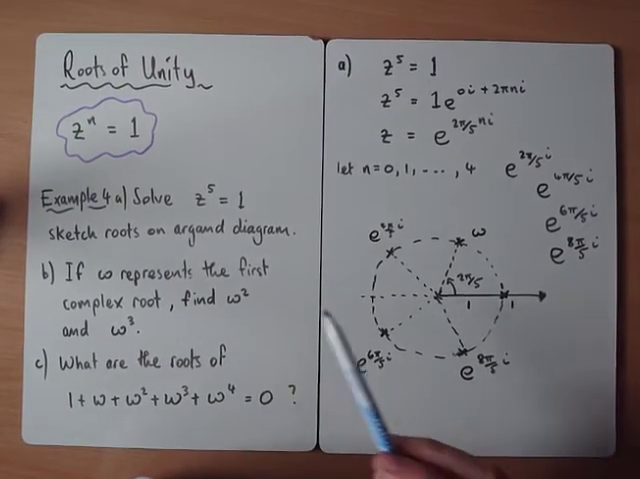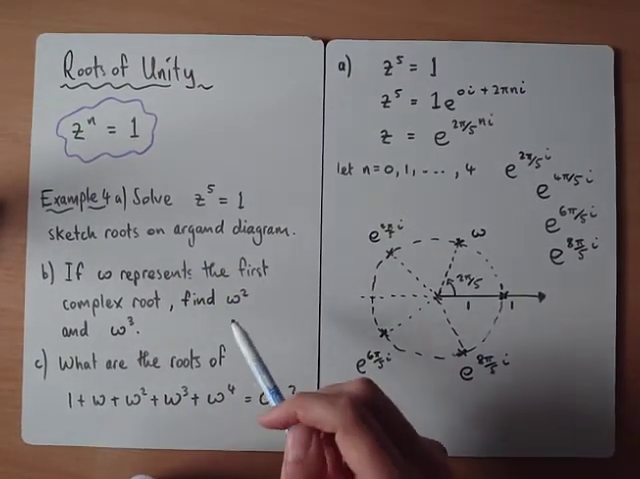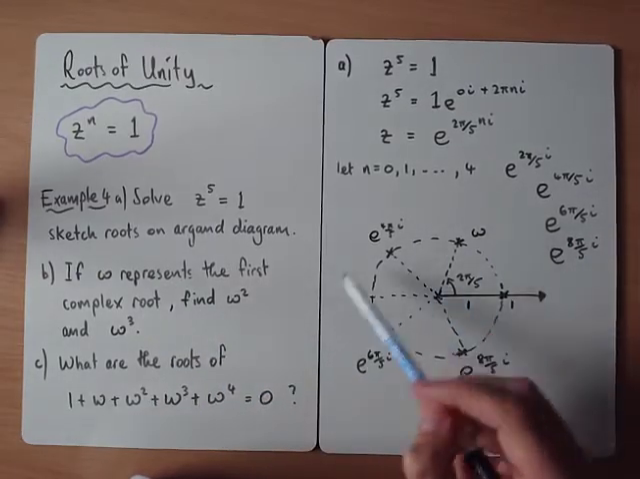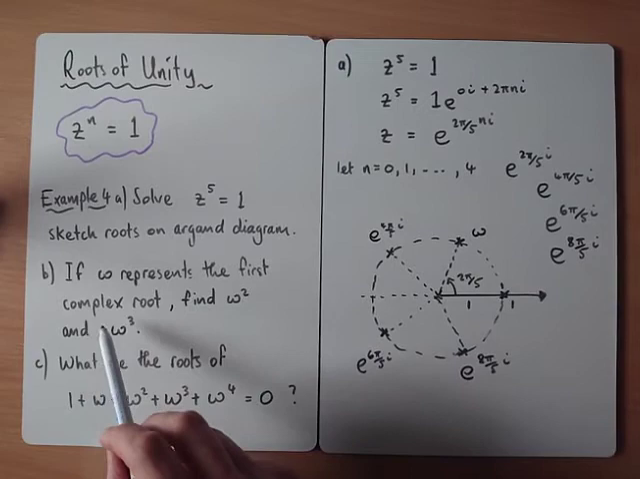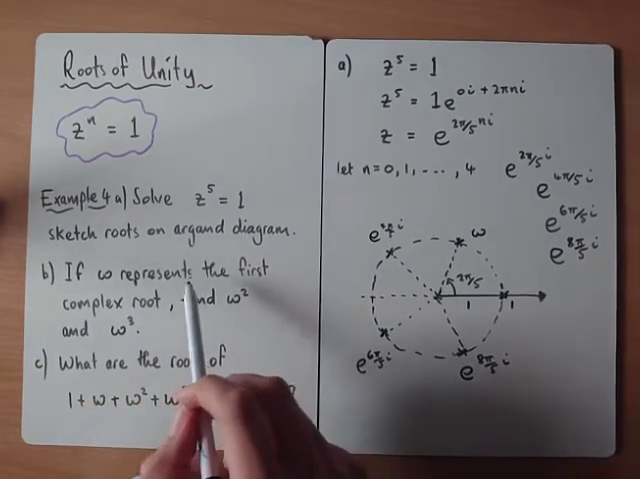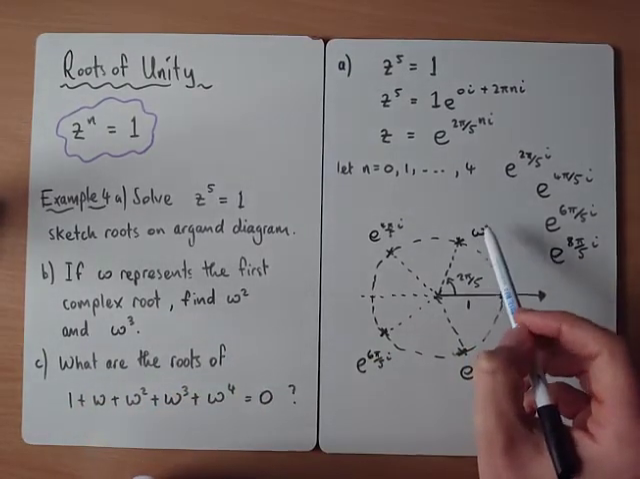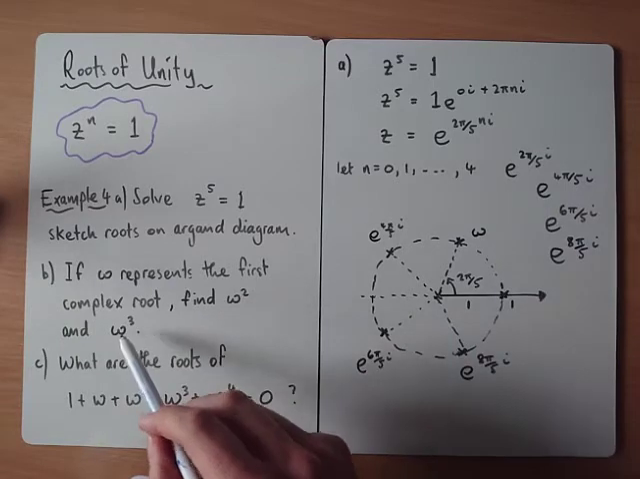Okay. Now this first example is a bit more of an investigation than an exam style question, because once we've drawn the 5 roots on, it then asks us if omega represents the first complex root. So if this one's omega, what would omega squared be? What would omega cubed be?